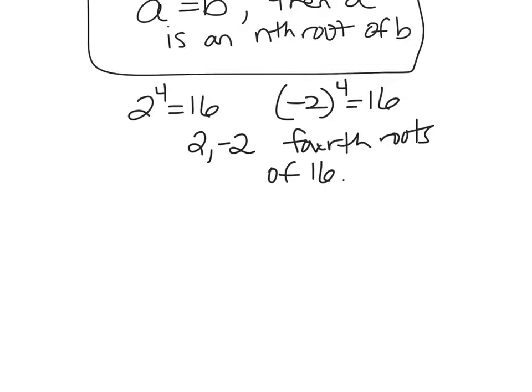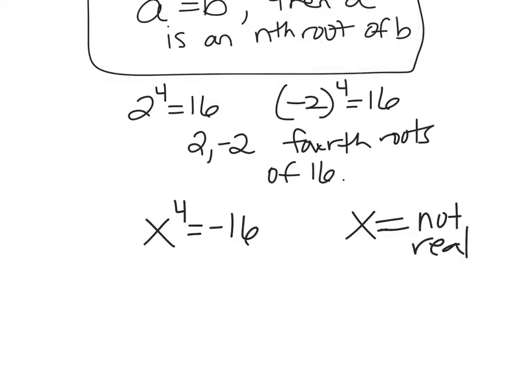Now, we're just doing real numbers also, okay? So if we had something like x to the 4th equals negative 16, we're not going to worry about that. So that's nice. No i's, no imaginary, no complex, okay? So we would say that this has no fourth root. There's no such root, okay? X is not real. And then we don't worry about it. We just skip it.